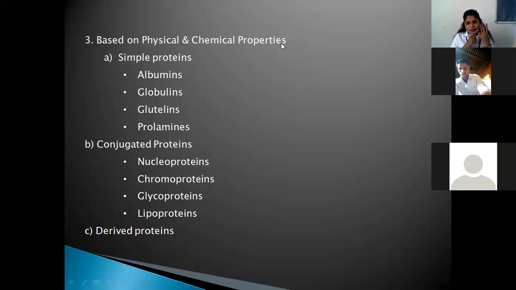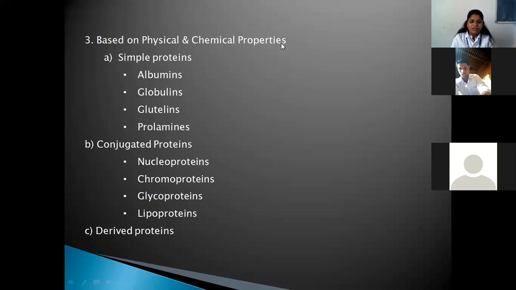First one, nucleoprotein, second one, chromoprotein, third one, glycoprotein, and the last one is the lipoprotein. If you see the names, you will get a clear idea what it exactly contains. Nucleoproteins mainly contain nucleic acid. Whatever RNA, DNA, nucleic acid, if that is combined with the proteins, they are known as a nucleoprotein.